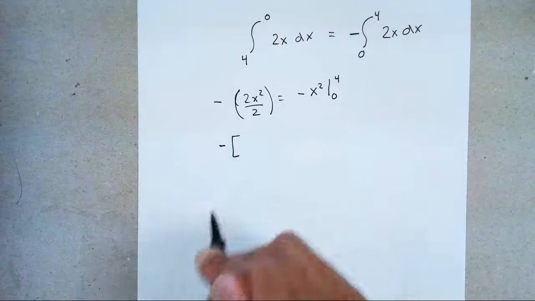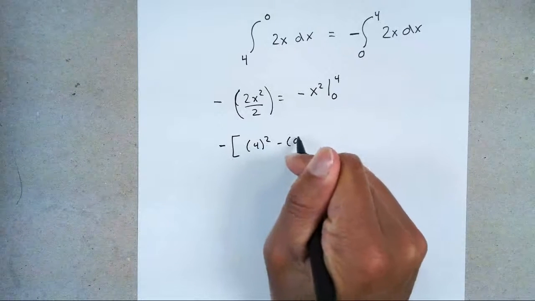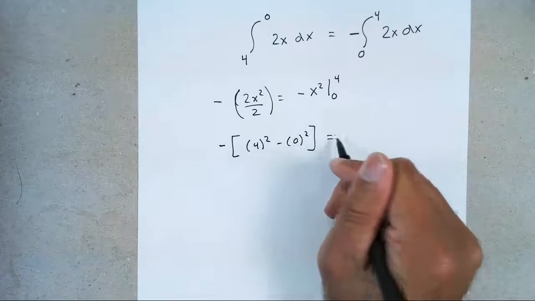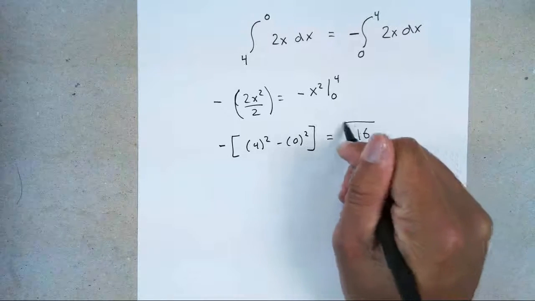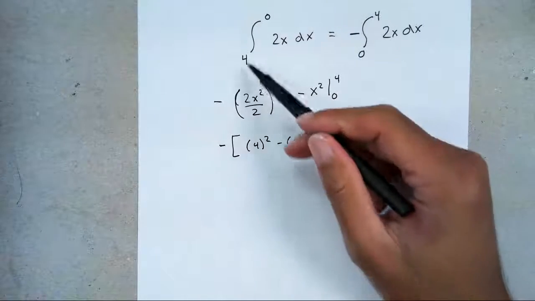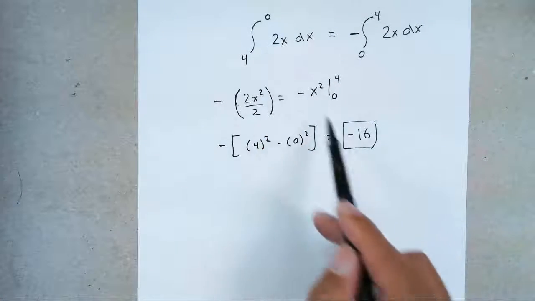I'm not going to worry about the negative because it's just a constant. 4 squared minus 0 squared. Once again, if you know that it's going to be 0, you don't have to write it. And that just gives you negative 16. So that means that the area from 4 to 0 of 2x, your derivative, was negative 16.